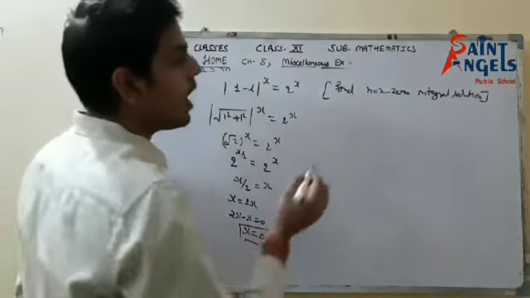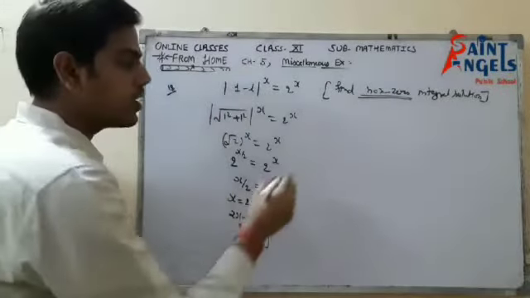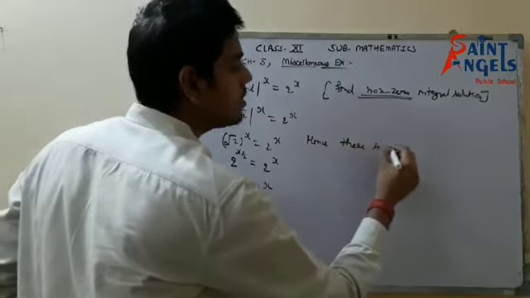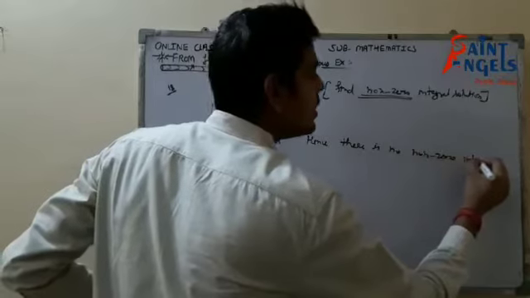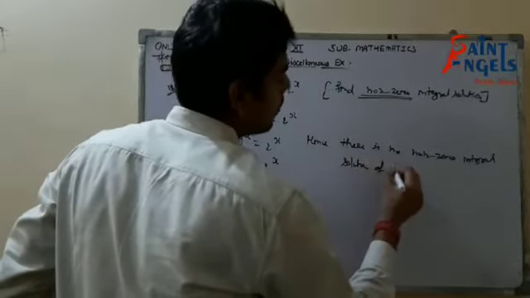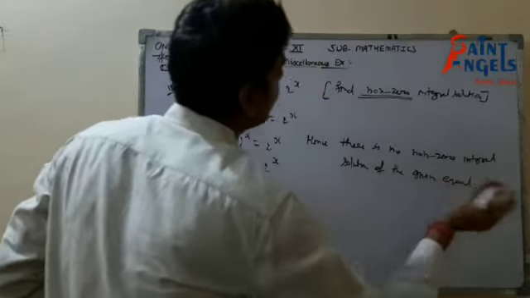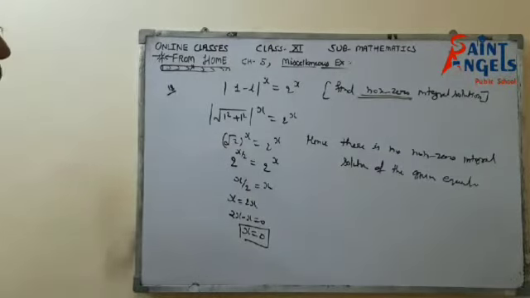And we have been asked to find the non-zero solution. But the answer is x equal to 0. So we will write: hence there is no non-zero integral solution of the given equation. Okay, students? Of the given equation, there is no non-zero integral solution. So please pause the video and note it down.